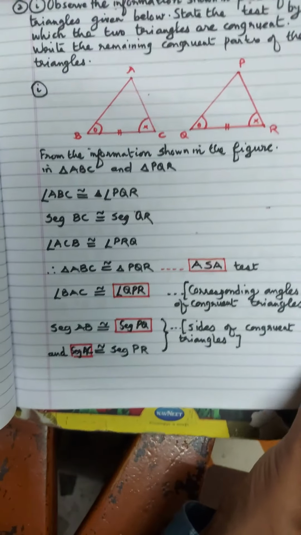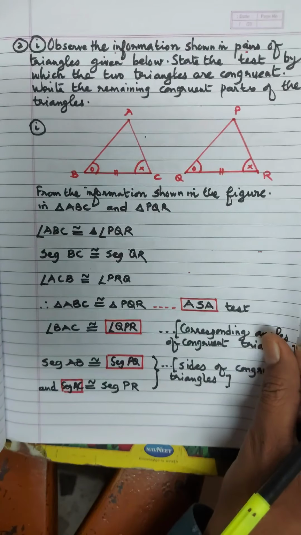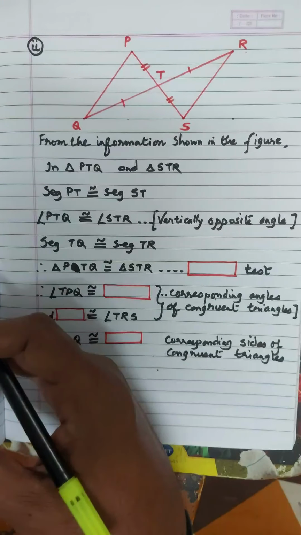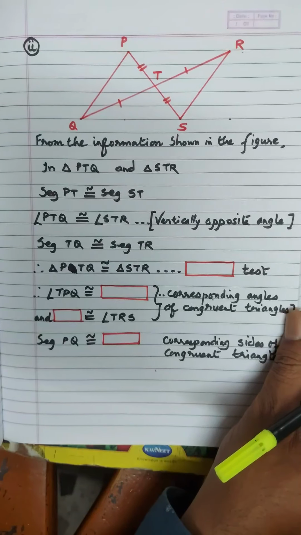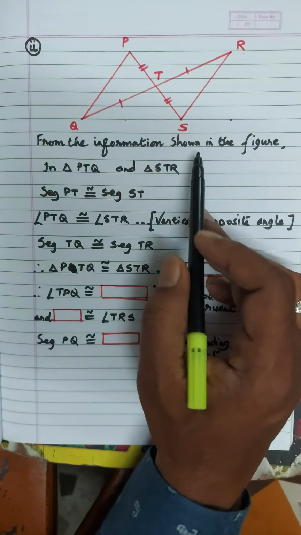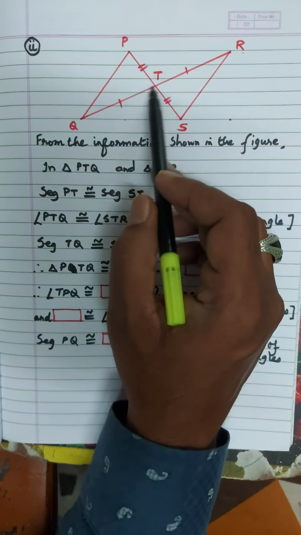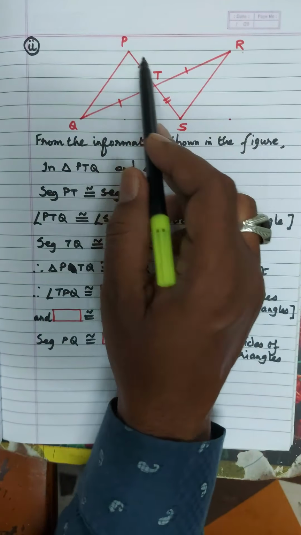It's a very easy concept, but a very important concept from the exam point of view. Now let's take the second activity. In the second activity also, from the same information shown in the figure, in triangle PTQ and triangle STR, PT, see PT, two identical sides. So ST, we need to move from STR and here PTQ.